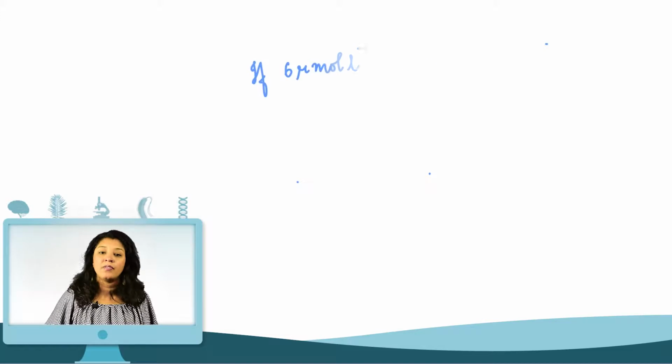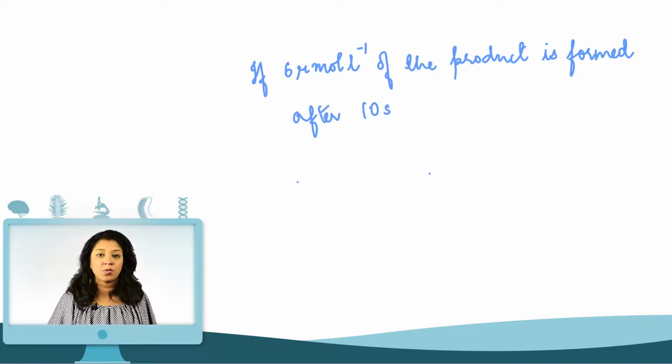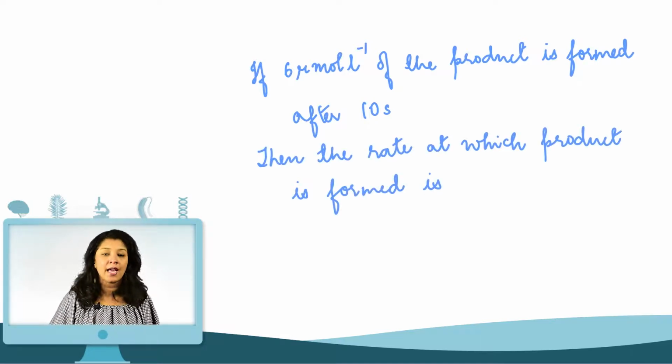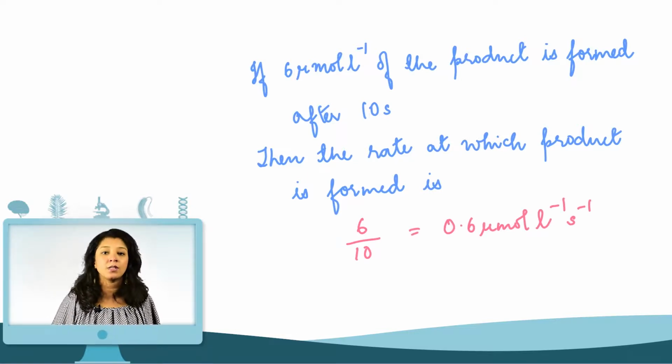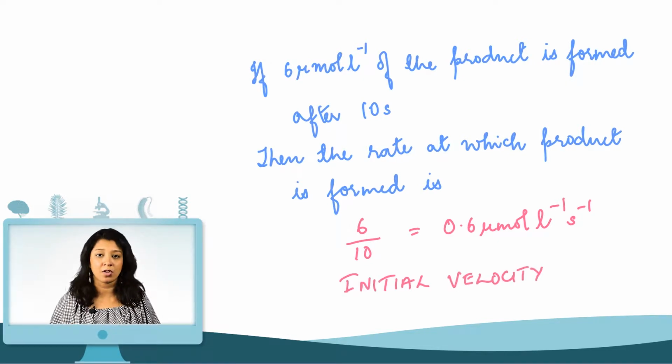For example, if about 6 micromolar of the product is formed in 1 liter of the reaction mixture after about 10 seconds, then the rate of the reaction is 6 by 10, that is 0.6 micromole per liter per second. This is the rate of the reaction, also known as the initial velocity.